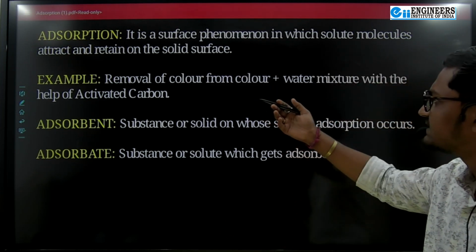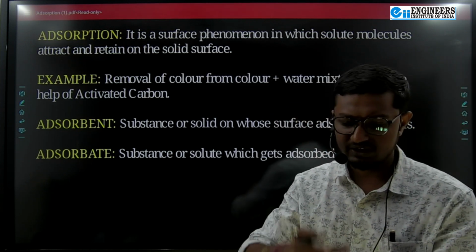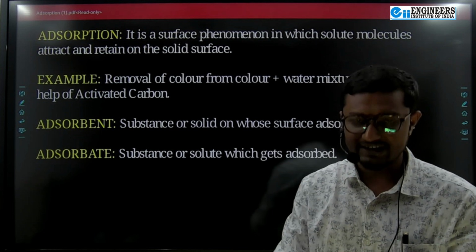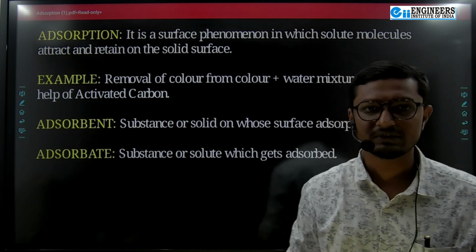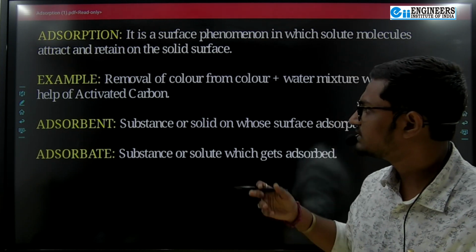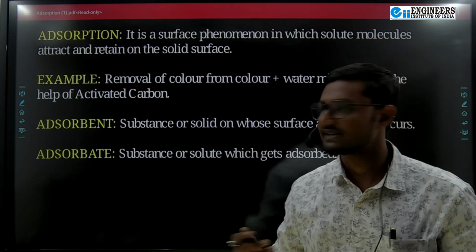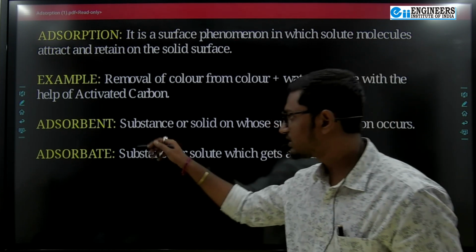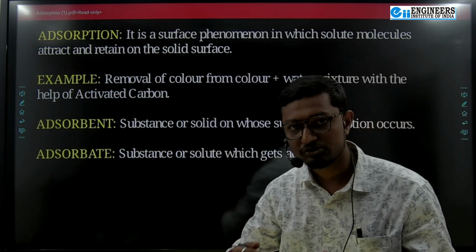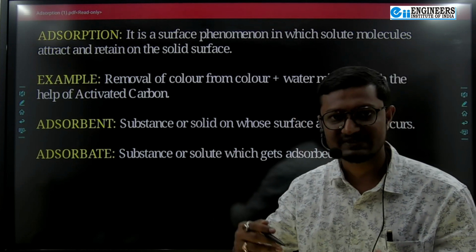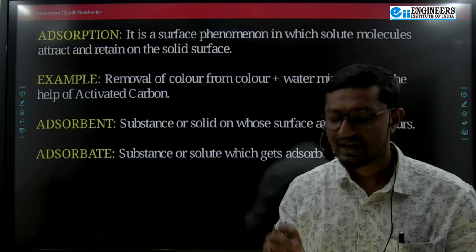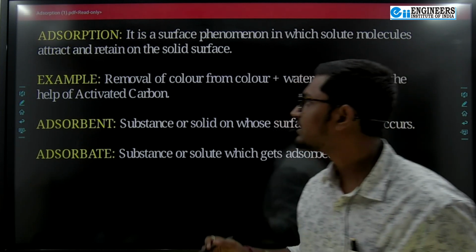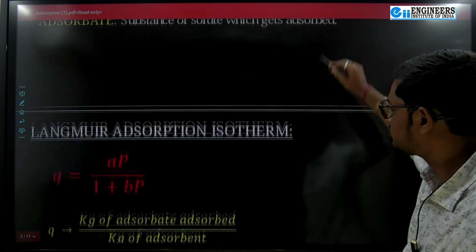Like there's an example: suppose we have a beaker and in the beaker we have a color and water mixture, and we put activated carbon in it. What will happen is the color molecules will get adsorbed on the activated carbon and we will get a clear water solution. So here the activated carbon acts as the adsorbent and the color molecules, the solute, act as the adsorbate. So keep this in mind that the solid on whose surface the adsorption occurs is known as adsorbent, and the solute which is getting adsorbed is known as adsorbate. Okay. So now this adsorption is directed by generally two laws according to our syllabus.